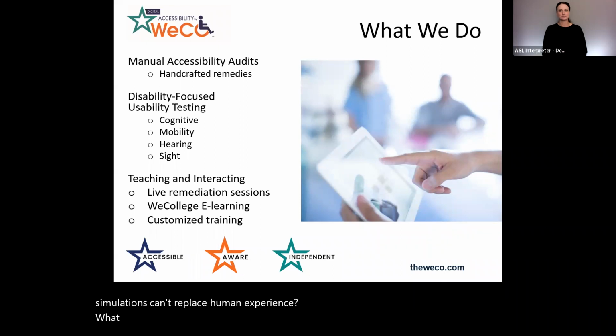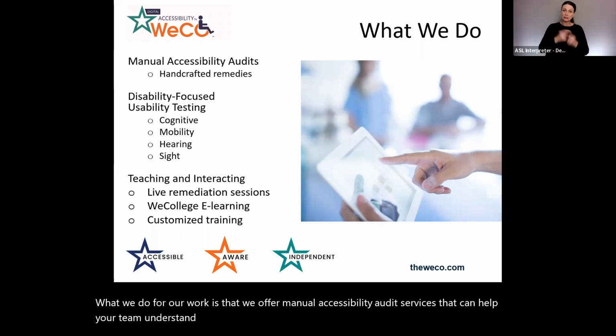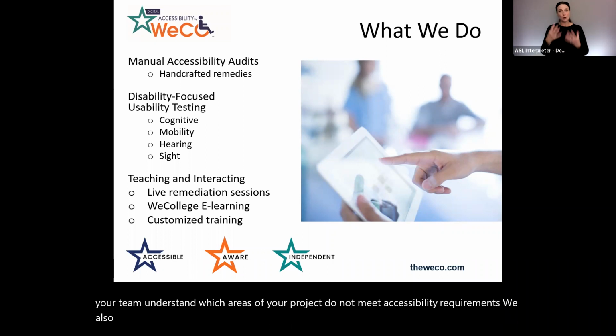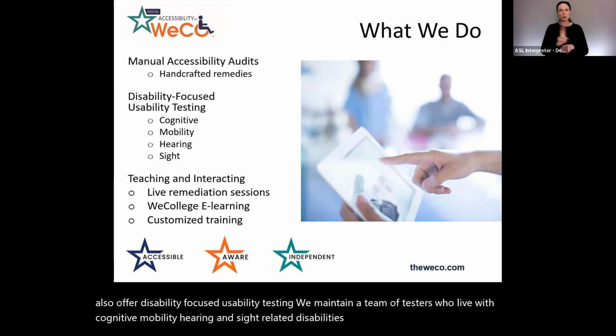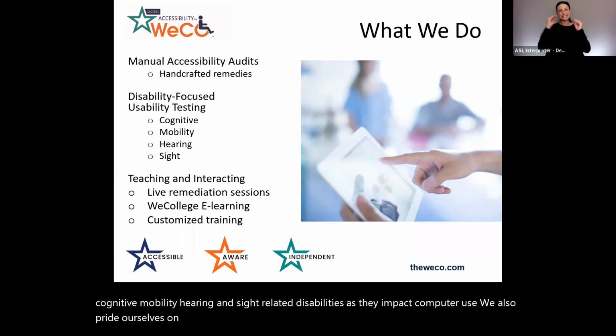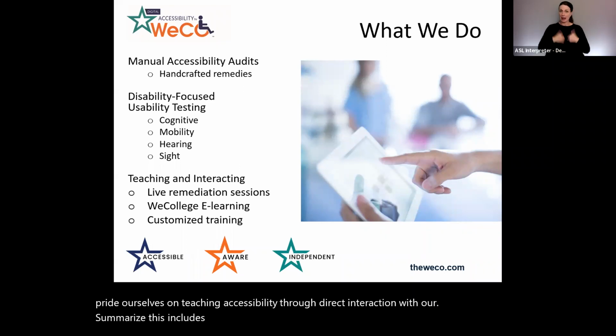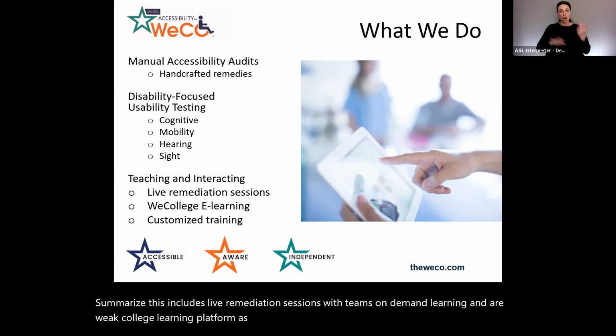What we do for our work is that we offer manual accessibility audit services that can help your team understand which areas of your project do not meet accessibility requirements. We also offer disability-focused usability testing. We maintain a team of testers who live with cognitive, mobility, hearing, and sight-related disabilities as they impact computer use. We also pride ourselves on teaching accessibility through direct interaction with our SMEs. This includes live remediation sessions with teams, on-demand learning in our WeCollege learning platform, as well as customized group training.